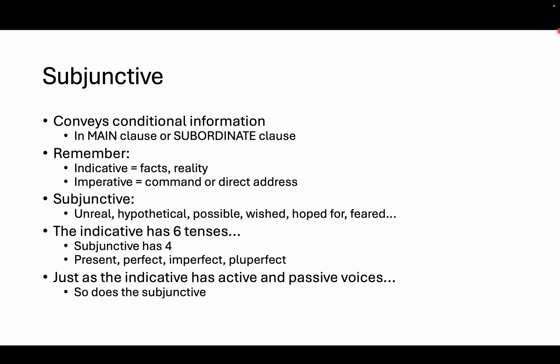There are 4 tenses in the subjunctive. The indicative has 6. 4 tenses in the subjunctive: present, perfect, imperfect, and pluperfect. Again, I'm mentioning them for completeness to give your brains a structure to put things in, but we're not going to rote learn all of these things. We'd be at it for months and months and months. And similarly, of course, the subjunctive also has active and passive voices.